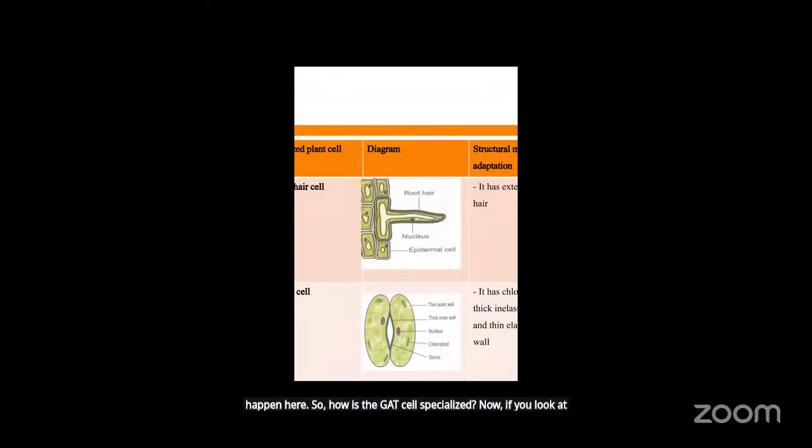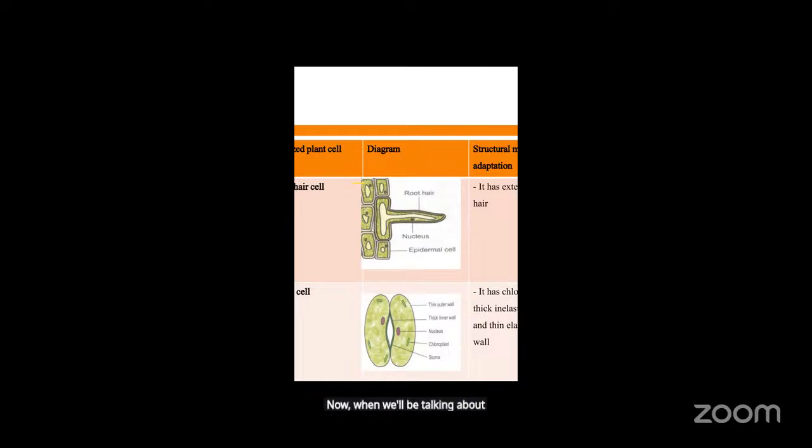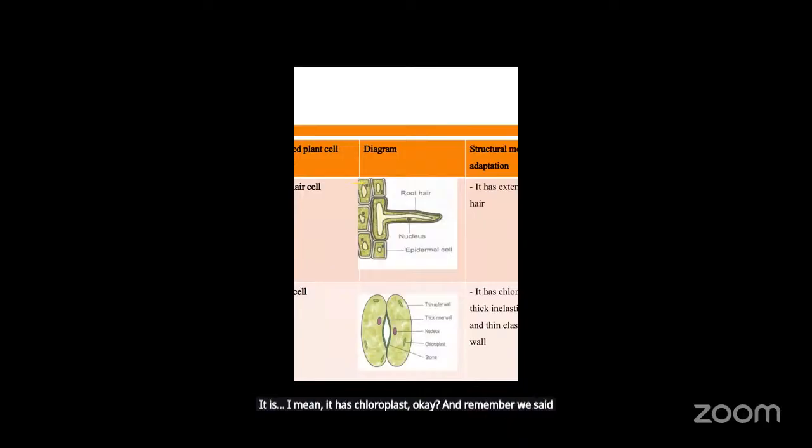Now, if you look at a guard cell, it has chloroplast. You can see the chloroplast, meaning it is capable of carrying out photosynthesis. Now, when we'll be talking about gaseous exchange, we'll be looking at how the guard cell opens the stomata and how it closes the stomata. But for now, the most important thing to note is the adaptations or modifications of a guard cell. It has chloroplast, okay? And remember, we said when you're talking about cell organelles that chloroplasts are used in photosynthesis, for they trap sunlight, which is used to carry out photosynthesis.